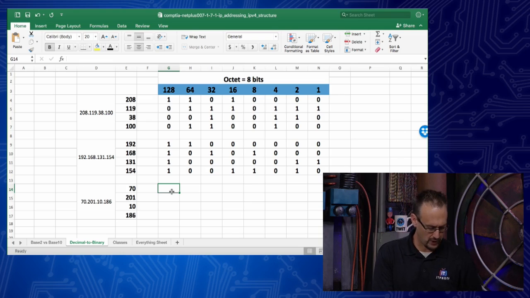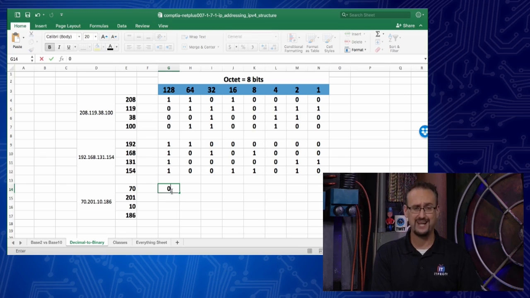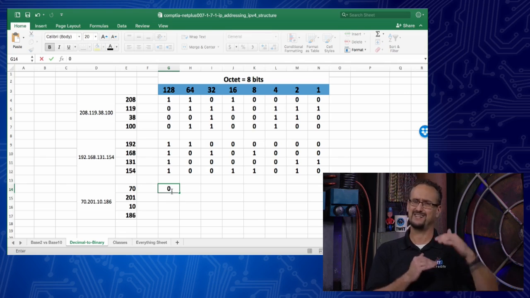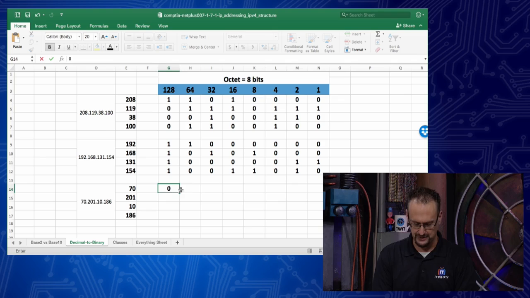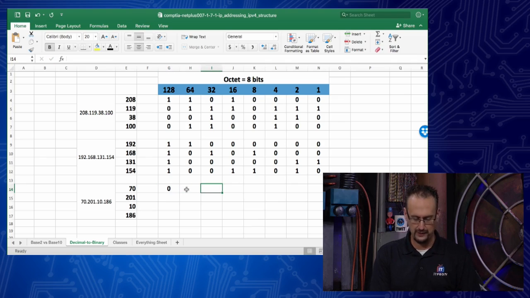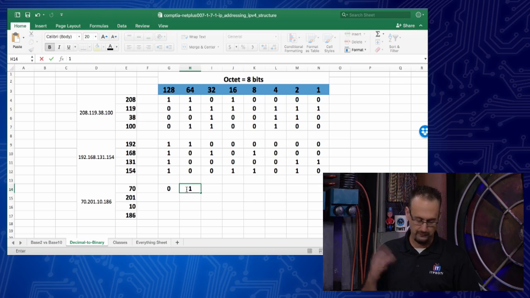All right, so we're going to start with 70 here, and if you look, the very first place value can't be used, right? I can't take 128 and subtract it from 70, so that becomes a 0. The first place value that I can use is 64, and I can subtract 64. So that becomes a binary 1. Following the same formula should give me a remainder of 6.